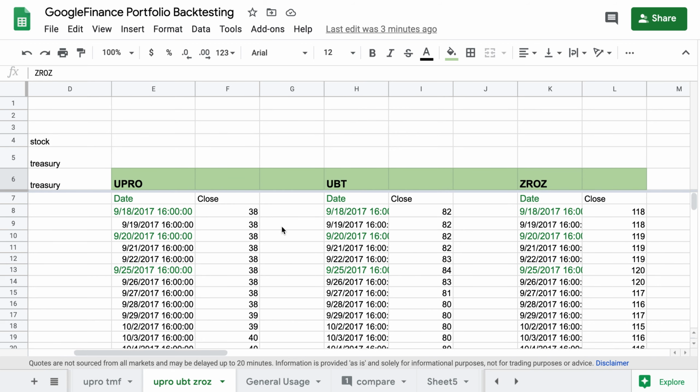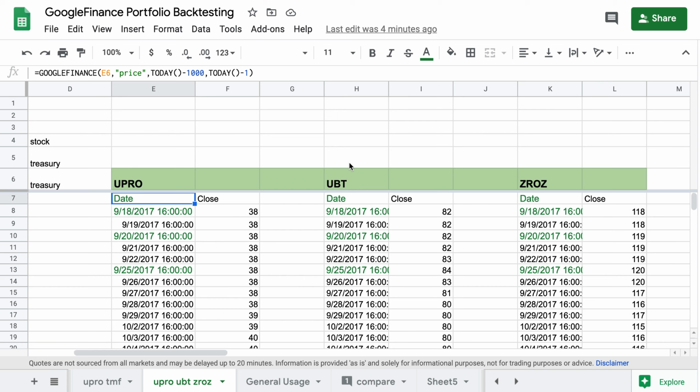All right, so this is how you do it. You just write down big letters, UPRO, UBT, ZROZ. You can use the same template, or if you want this file, I can share it too. Just let me know. This is very simple. You just need to write this one line of code, and then you are all set. You get all the data. You write this one line of code for UPRO, UBT, and ZROZ, and then you're done.